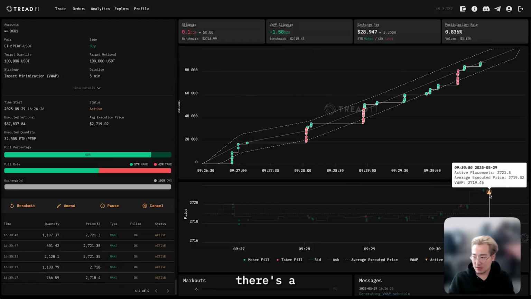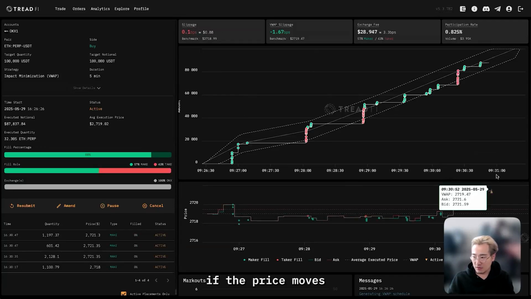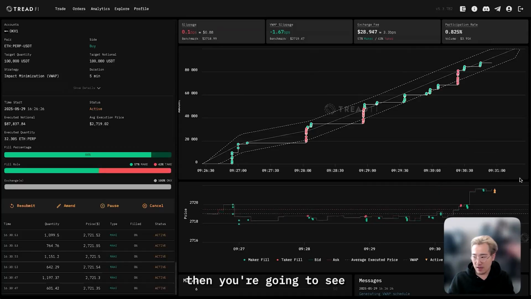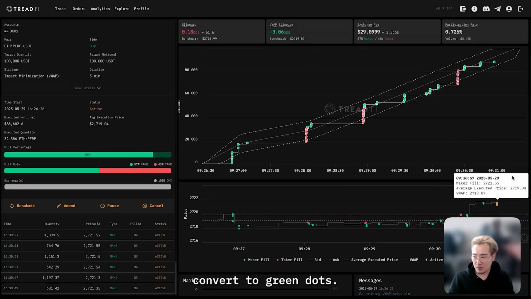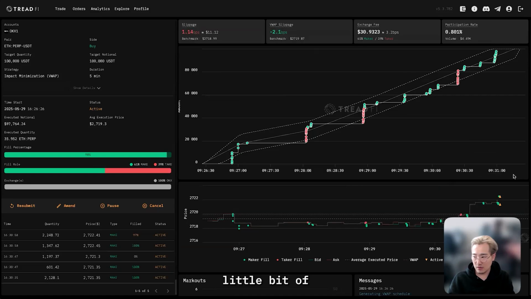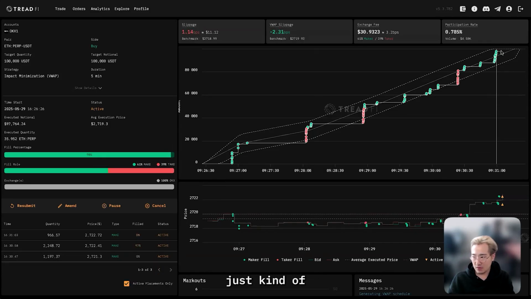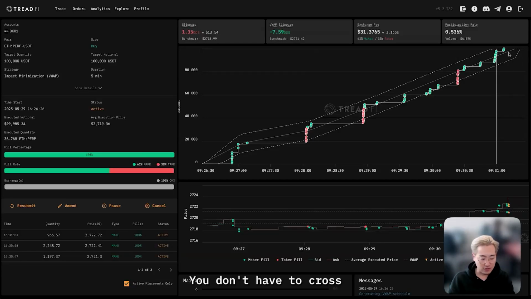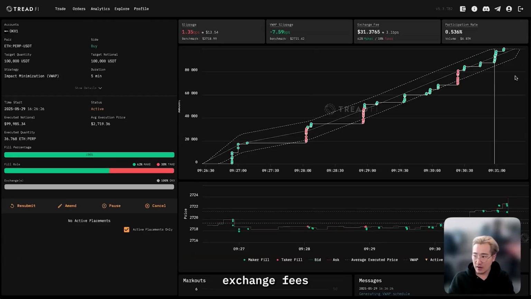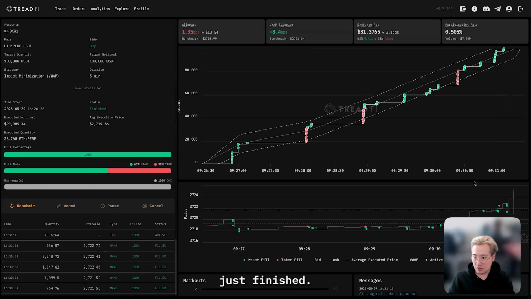But the mechanics here, in terms of how the orders get filled, is, let's say for this example, there's a limit order here at this price. If the price moves through you, then you're going to see the triangles convert to green dots. And so, okay, we saw a little bit of a fill there. And at that point, we just follow the schedule. And if we get a green dot, if you're going to make, that's great. You don't have to cross the spread, you save on exchange fees, and you still get the order done. And so it looks like the order has just finished.